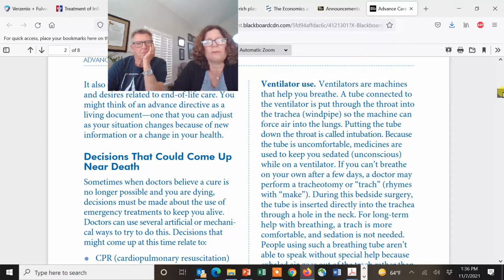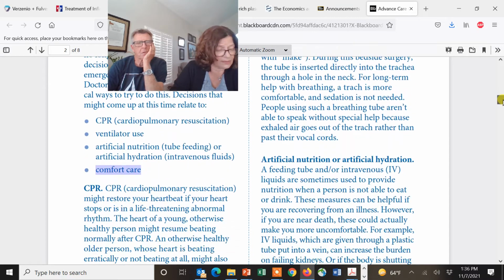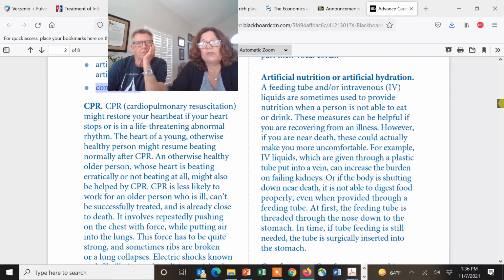So there's a lot of options with these documents in terms of how you set things up. Do I want artificial nutrition or artificial hydration? These are really human things. Do I want basically food and water? It's very hard for your family member to make that decision for you, to take that away from you.